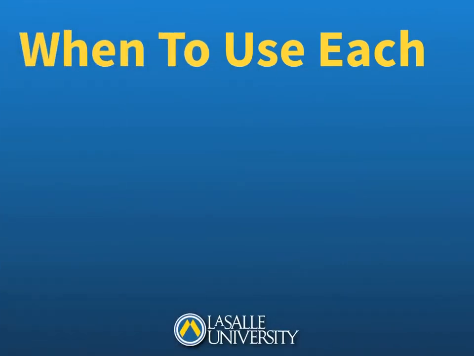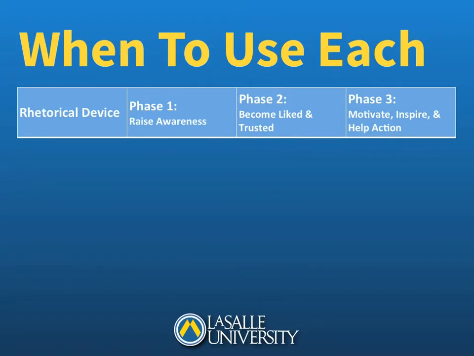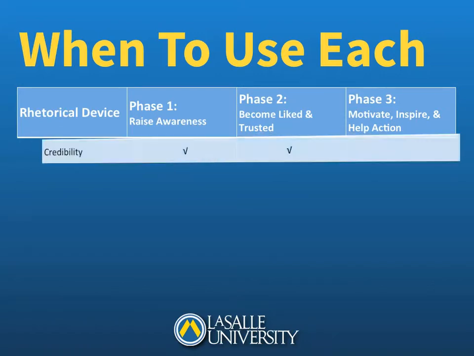So now we've talked about a whole bunch of different rhetorical devices. The question becomes, when do you use each of them? Last week we talked about 3 different phases of a campaign. Phase 1, which is raising awareness. Phase 2, which is becoming liked and trusted. And phase 3, which is motivating, inspiring, and helping people to take action. So let's go through each of these rhetorical devices that we talked about.